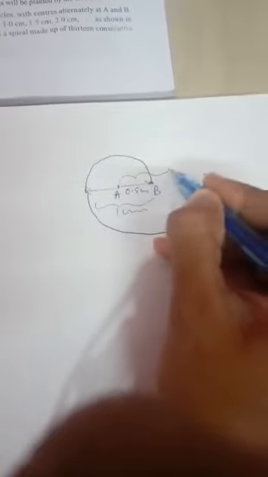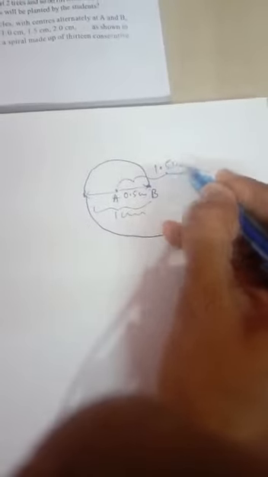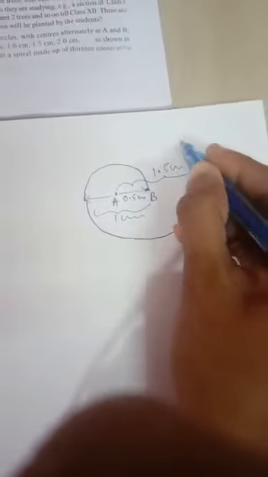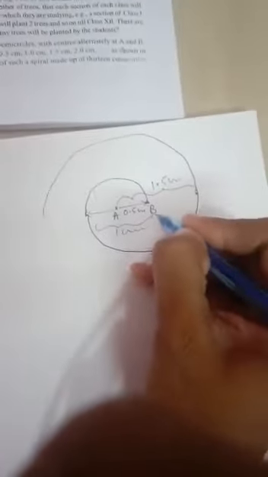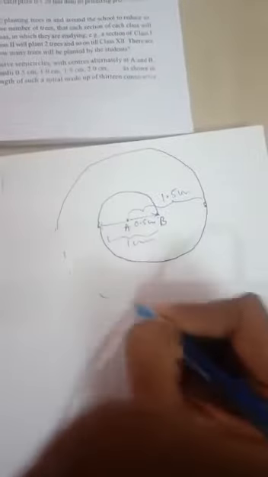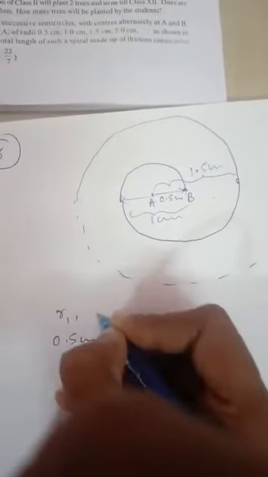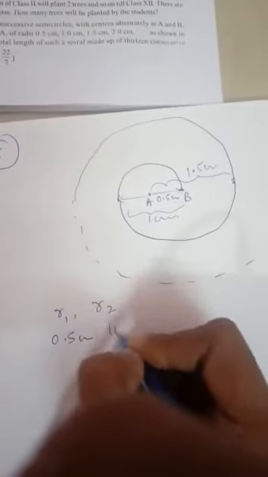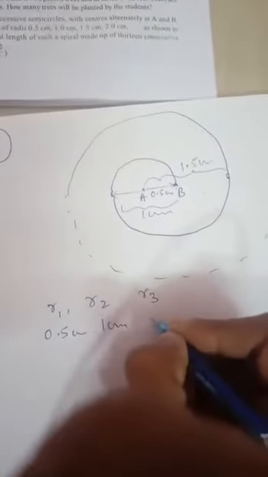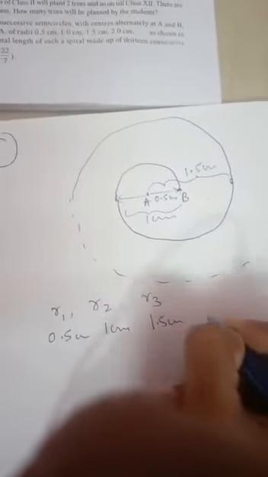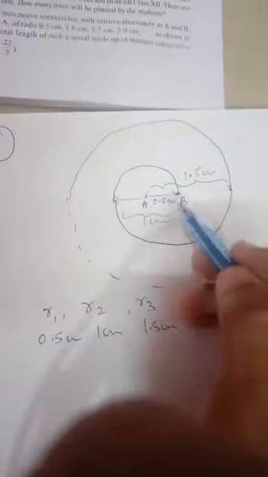Then 1.5 is the radius, and we draw another semicircle. Next, similarly, it is like this. Therefore, first the radius R1 is 0.5 centimeter, next R2 is 1 centimeter, R3 is 1.5 centimeter, and so on. These are the radii, and we draw the semicircles.